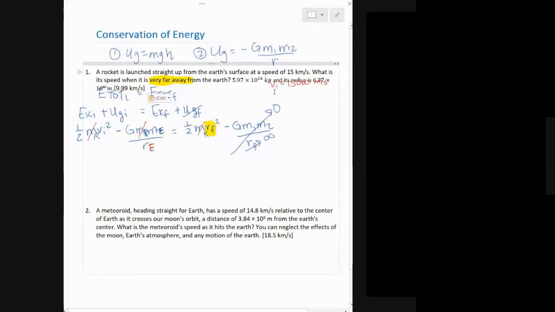So the mass of the Earth is 5.97 times 10 to the power of 24. Good. So the mass of the Earth and the radius of the Earth, I just put them in here.